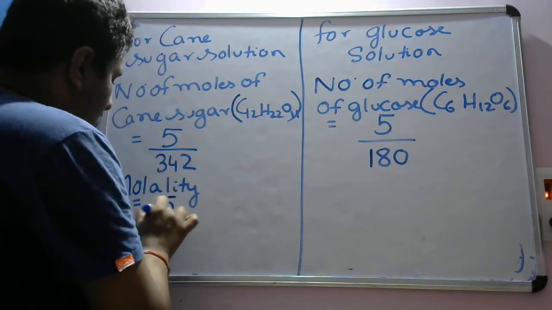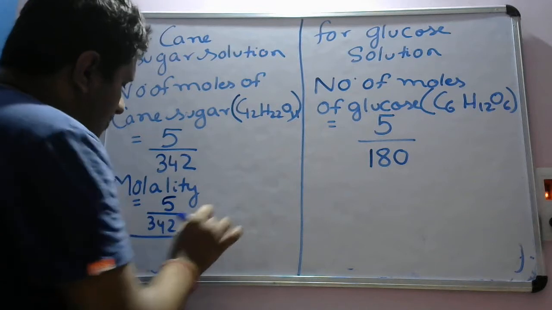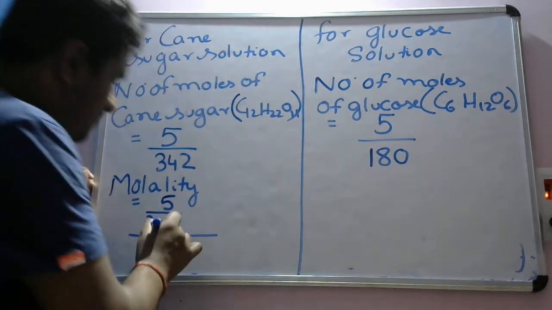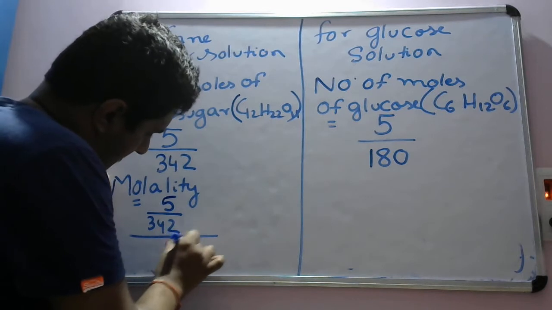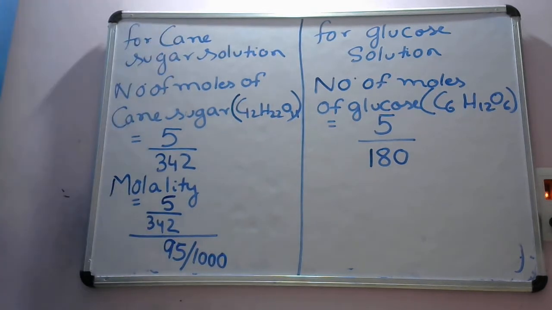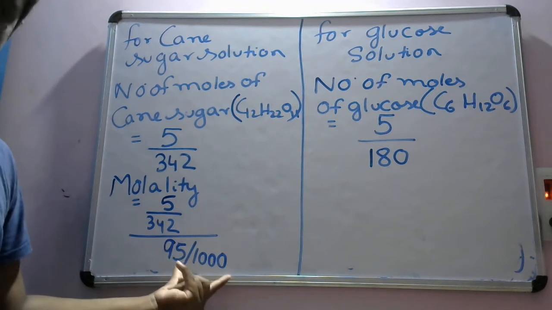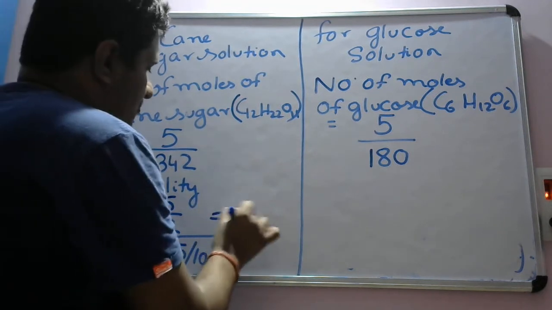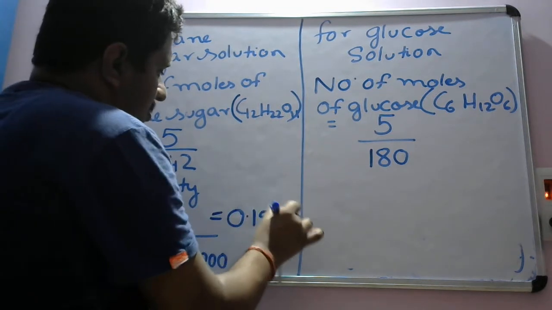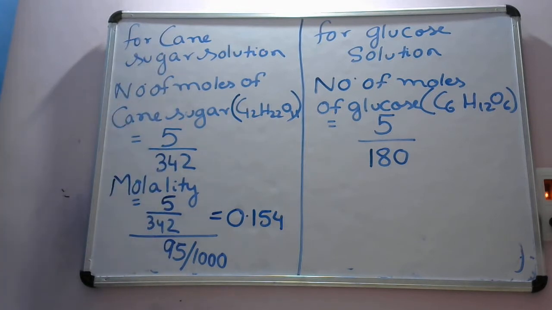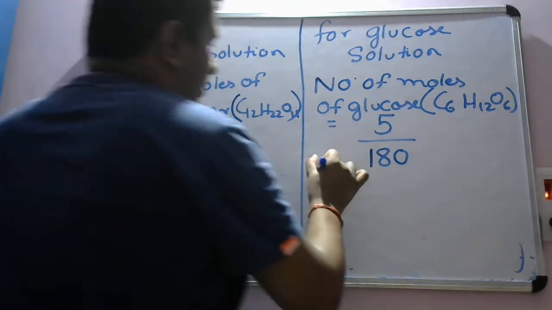So 5 by 342 is the number of moles of solute, divided by the mass of solvent in kg. Alright, 95 grams by 1000, we have to convert to kg. When you calculate, you will get 0.154. That is the molality of the cane sugar solution.